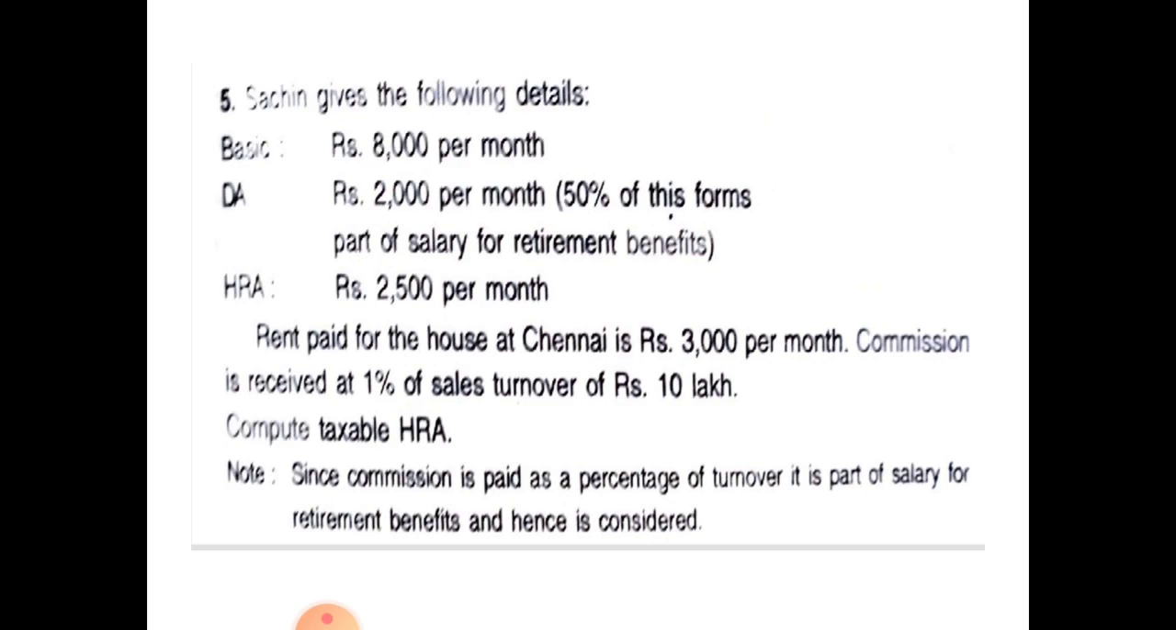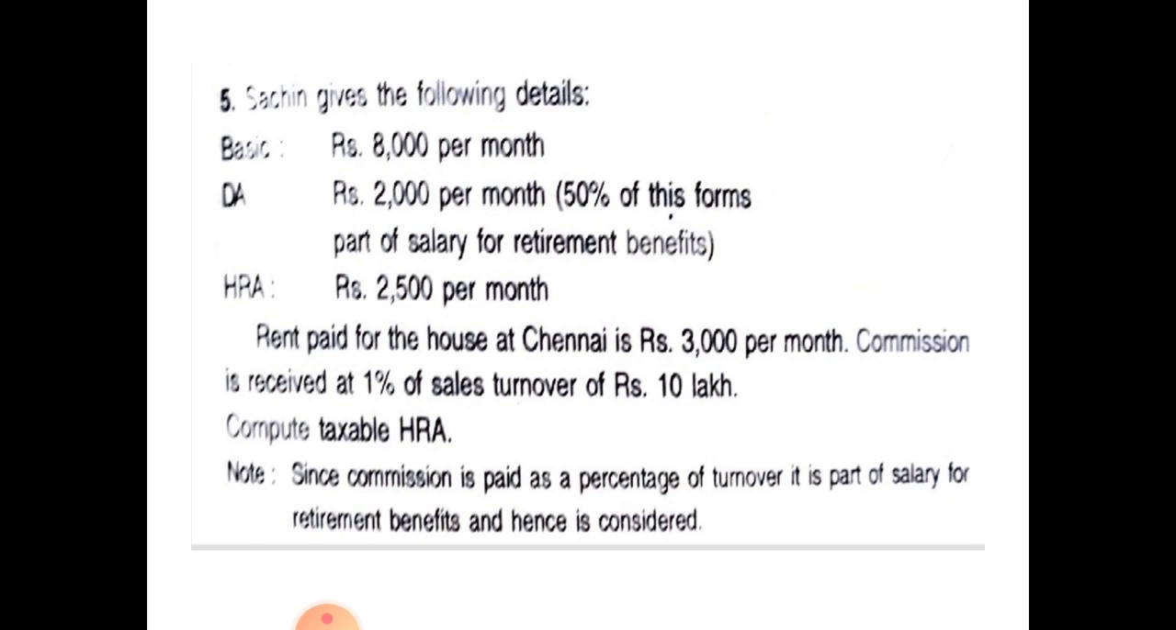See this problem. Sachin gives the following details. Basic 8,000 per month, DA 2,000 per month, 50% of this forms part of salary for retirement benefits. HRA 2,500 per month. Rent paid for the house at Chennai is rupees 3,000 per month. Commission is received at 1% of sales turnover of rupees 10 lakhs. Compute taxable HRA.